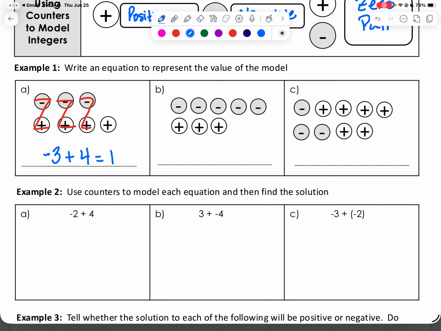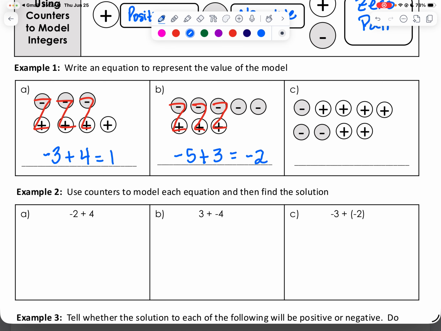In our second problem, we have 1, 2, 3, 4, 5 negative counters, so that would be -5. And we're adding that to +3 counters. To get the value of this equation, we're going to zero out anything we can zero out. What's left over will be your answer. So -5 plus 3 would equal -2.